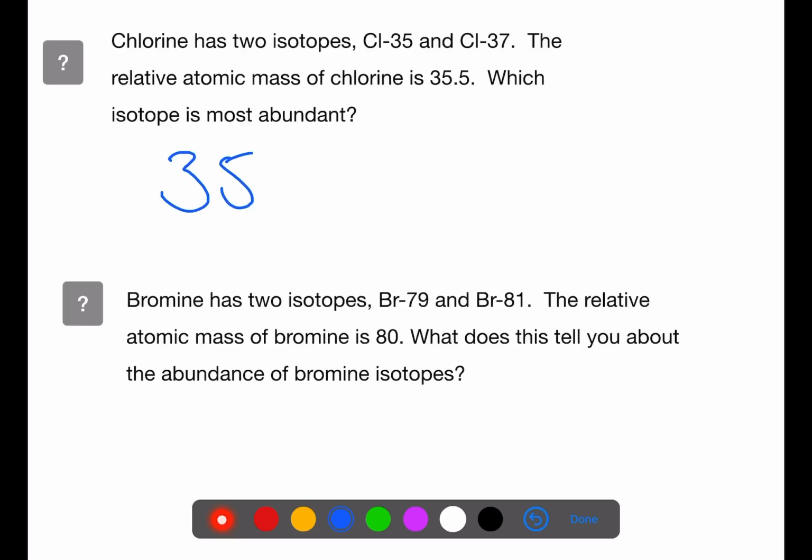Bromine has two isotopes, Br79 and Br81. The relative atomic mass of bromine is 80. What does this tell you about the abundance of bromine isotopes? Because the relative atomic mass of bromine is exactly between the two isotopes, this means that there will be 50% of each isotope in a sample.